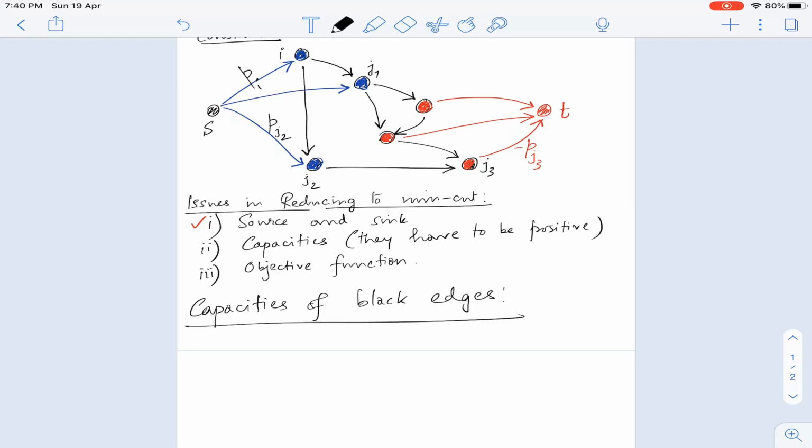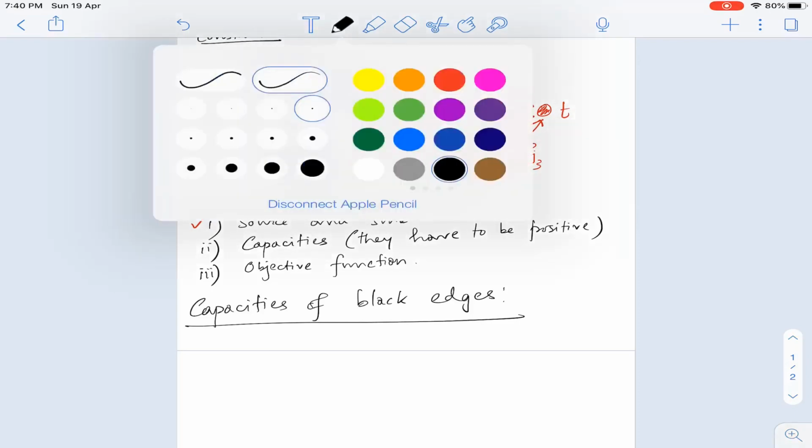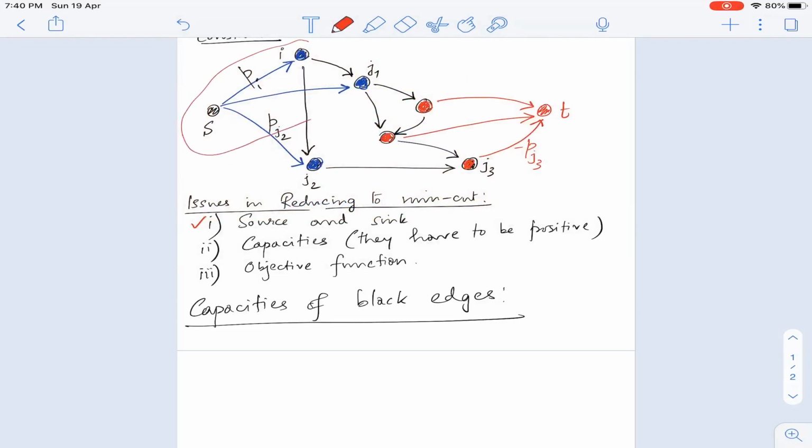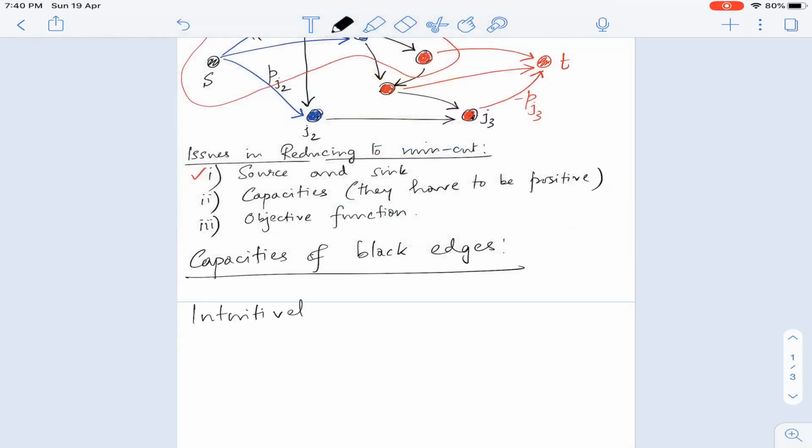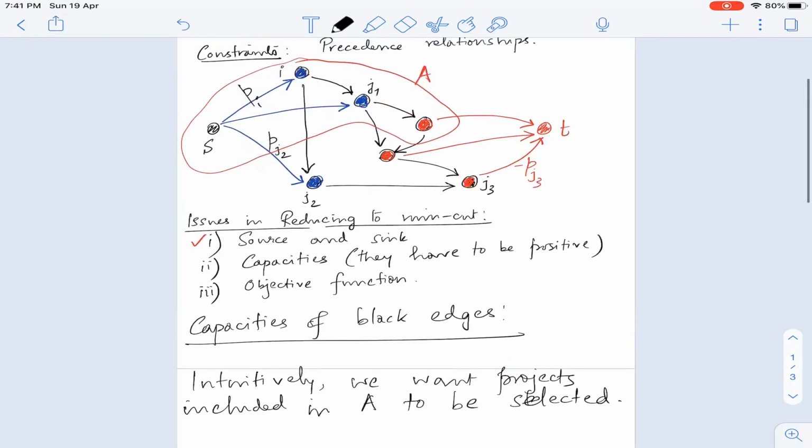Okay, so the intended semantic is the following. So let's say, remember, I want to apply the min cut algorithm to solve this problem. So the min ST cut. So suppose I have a min ST cut, and the min ST cut looks like this. So I don't know, maybe the min ST cut looks like this. Okay, let's call this A. Now, intuitively, we want projects included in A to be selected. Okay, so this is the intended semantics of my construction.